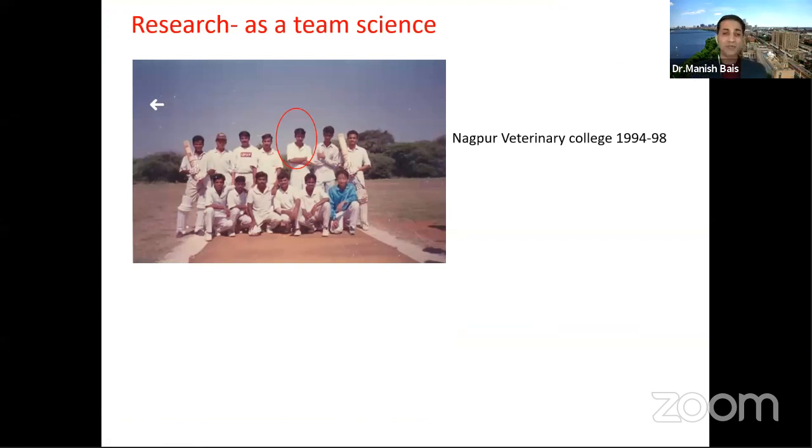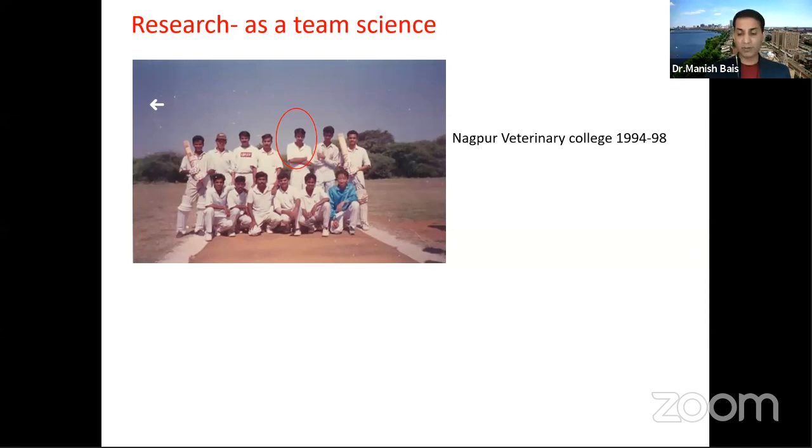So this is a very famous picture from our Nagpur Veterinary College cricket team, and I was part of this team between 1994 and 1998. In the cricket team, I learned the ability to do teamwork, team science. I believe that the more collaborators, the more people you have helping in your team, the more useful it is for you, because team science actually works.